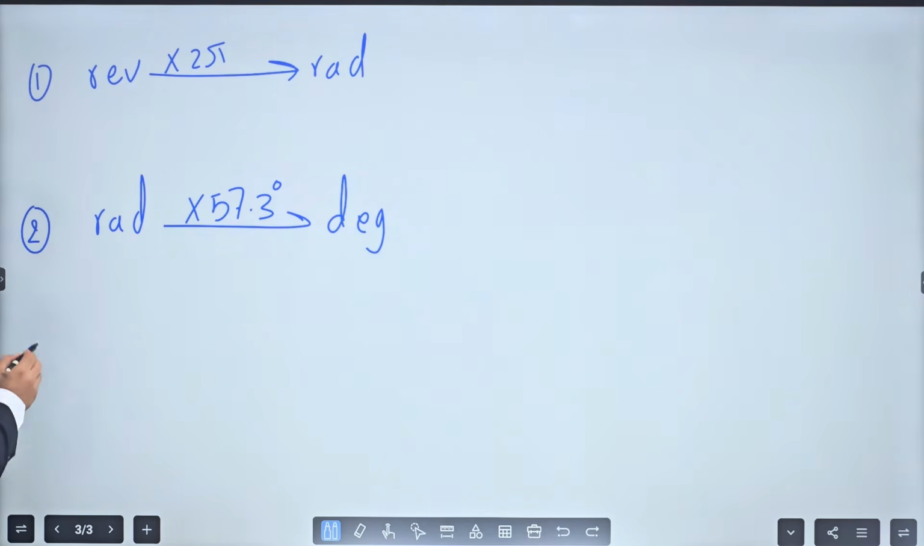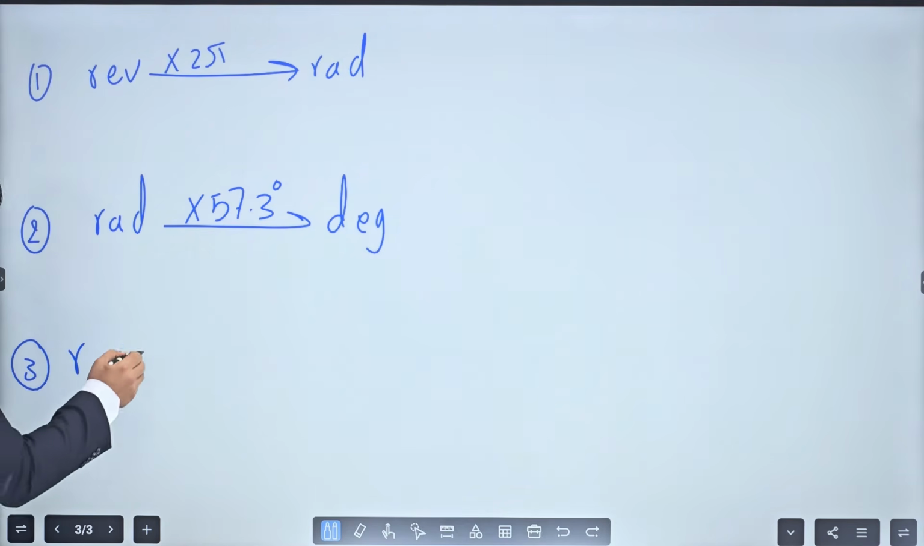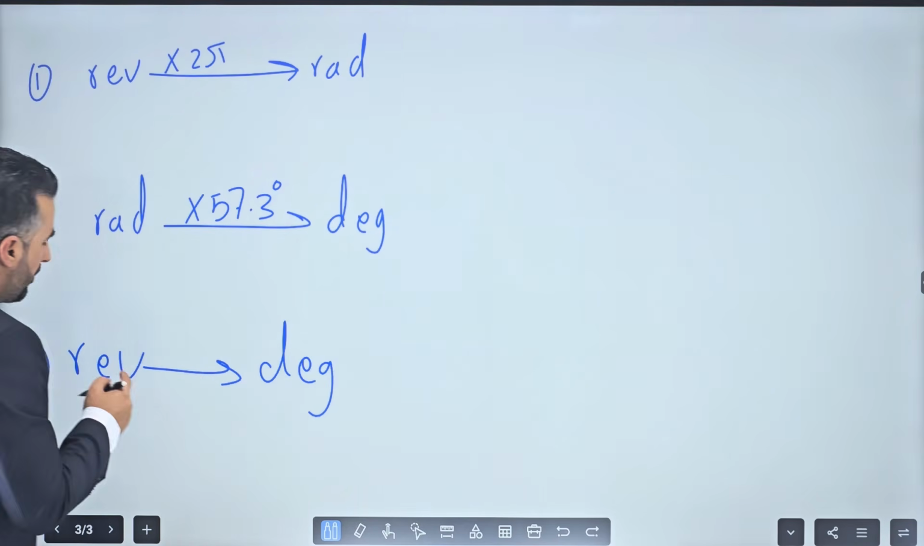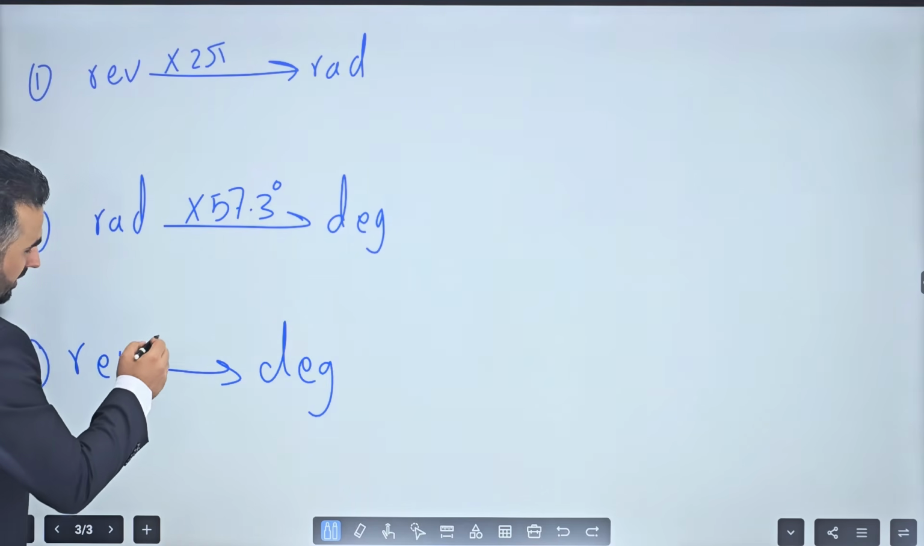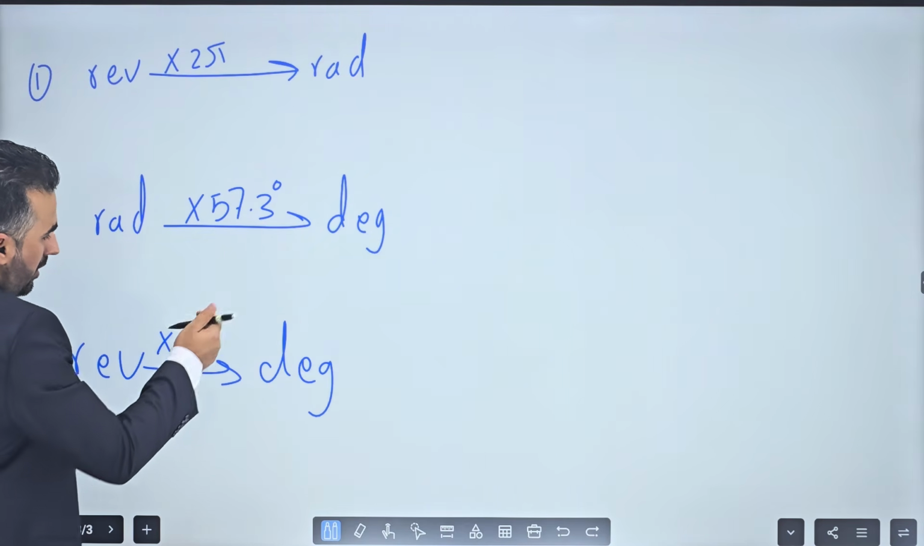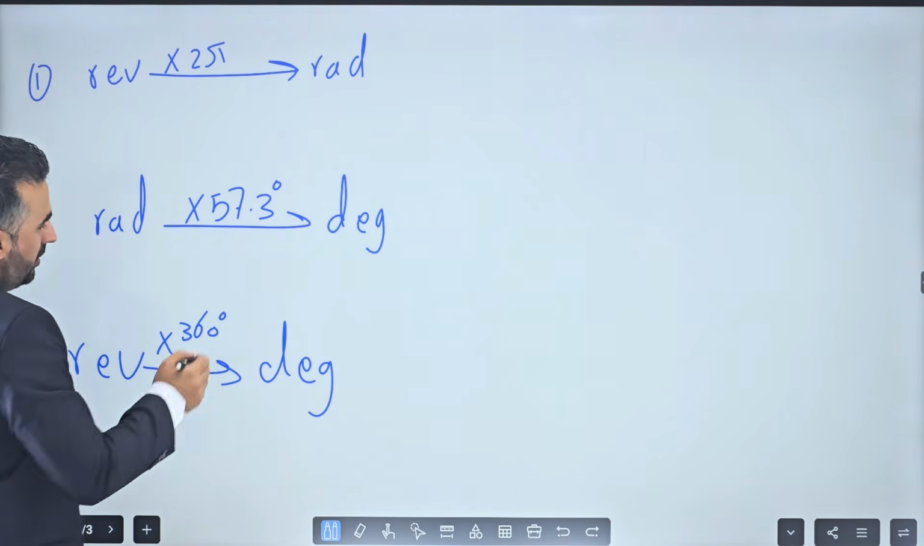And then the third one, if we want to convert revs to degrees here, remember every revolution is equal to 360. So you could just multiply by 360 degrees.